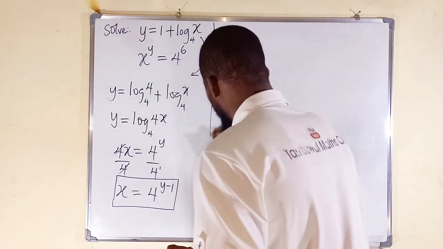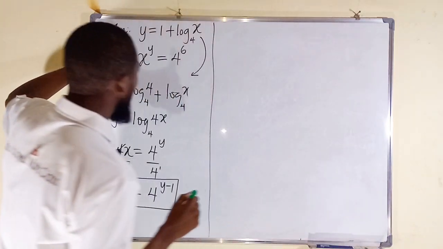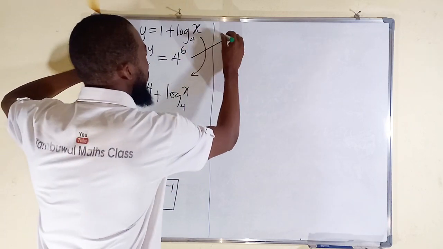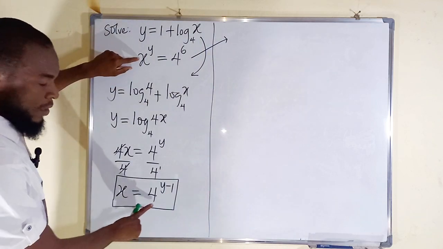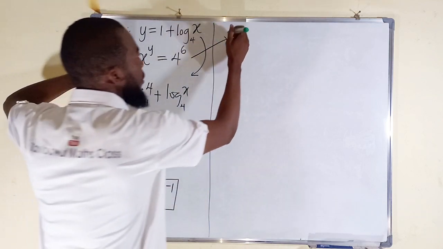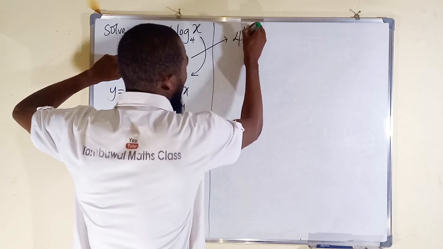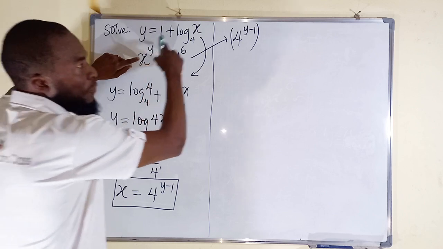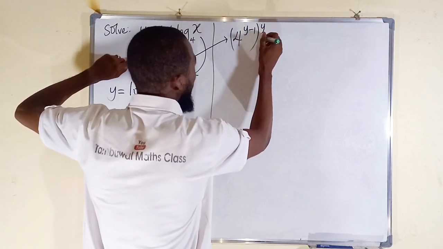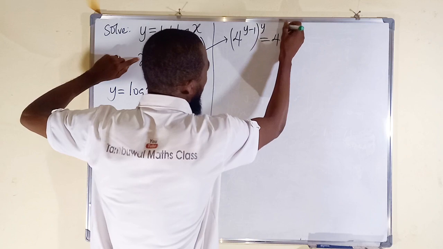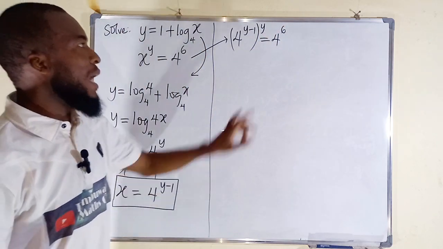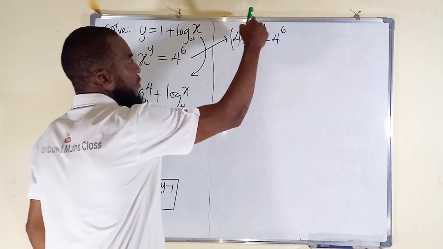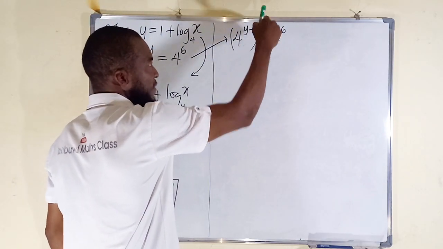So let me partition the board. From this equation, let me even draw an arrow here. x is 4 to the power of y minus 1. But remember, this x has an exponent of y, so you bring it here, equal to 4 to the power of 6. If you observe, they have common bases, 4 and 4. Therefore, you can equate the exponents. And for a power of a power, you multiply these exponents together.